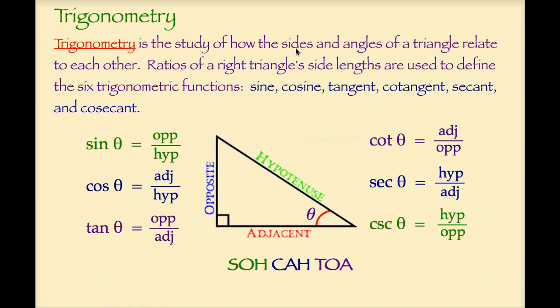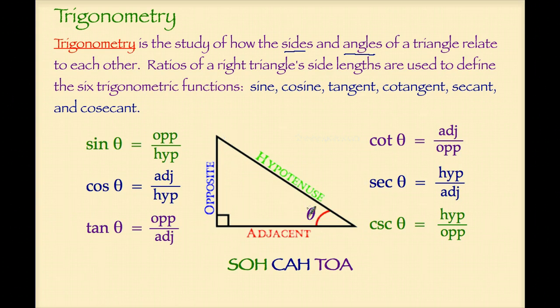Trigonometry is the study of how the sides and the angles of a triangle relate to each other. Ratios of a right triangle's side lengths are used to define the 6 trigonometric functions: sine, cosine, tangent, cotangent, secant, and cosecant. And you can see those relationships demonstrated here.